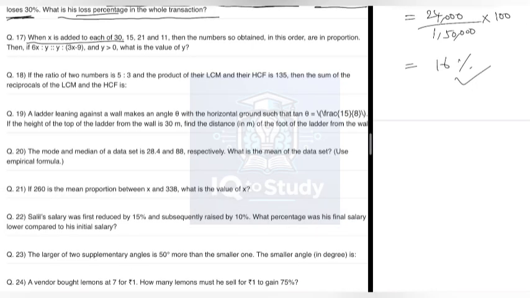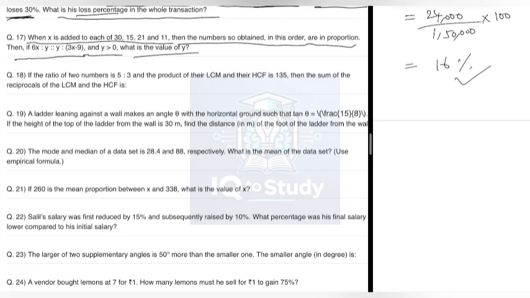When x is added to each of 30, 15, 21 and 11, then the numbers so obtained in this order are in proportion. Then, if 6x is to y is equal to y is to 3x minus 9 and y greater than 0, what is the value of y?